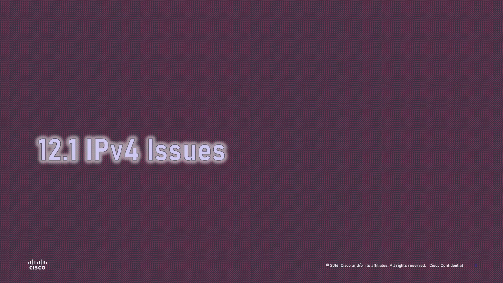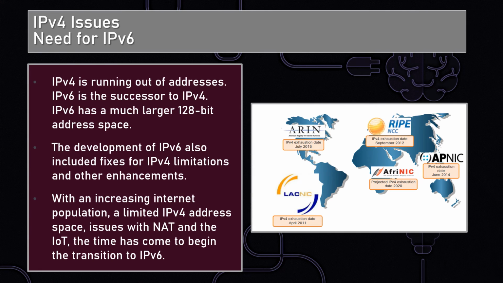So let's get into IPv4 issues first. Now this is something that we've known about for a little while. IPv4 is running out of addresses. IPv6 is the successor to IPv4. And IPv6 has a much larger address space. Instead of 32 bits in length, it holds 128 bits.